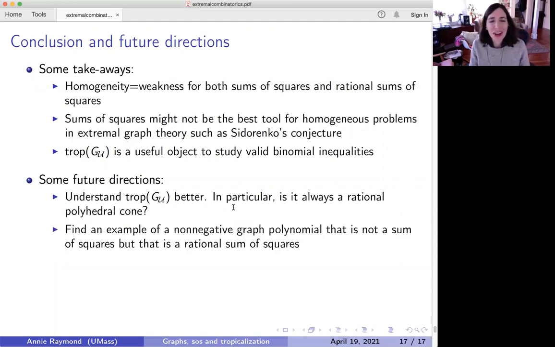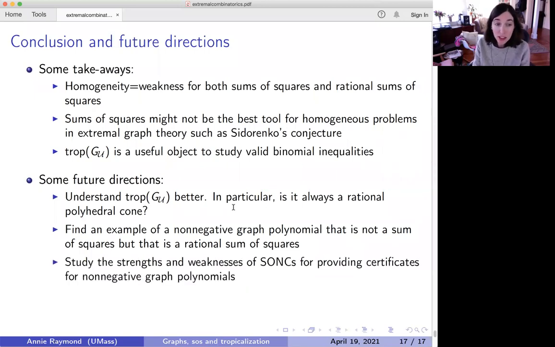We still don't know that rational sums of squares are actually stronger than sums of squares. So it would be nice to find an example of a non-negative graph polynomial that is not a sum of squares, but that is a rational sum of squares. And then when sums of squares fail, we need something else. So there are these newer certificates called sums of non-negative circuits. And I'd like to study them to see how they fare for non-negative graph polynomials, because maybe they do better, especially since they're related to relative entropy, which is such an important technique within extremal graph theory.